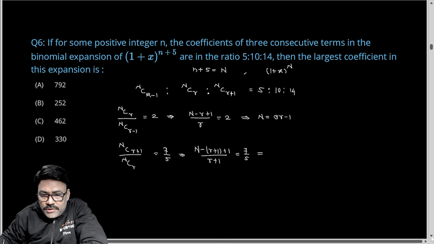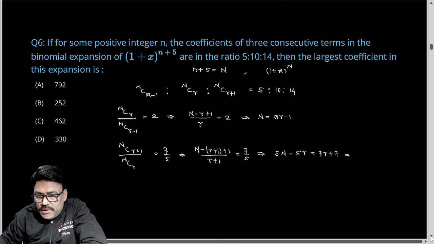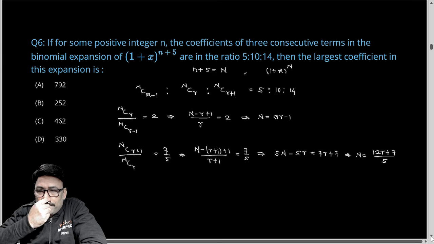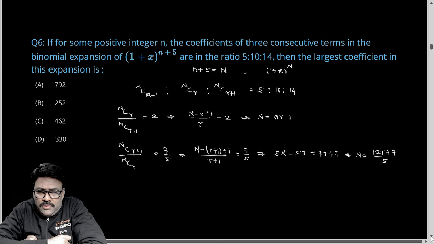So from here you are getting 5N minus 5R is 7R plus 7. So ultimately N is 12R plus 7 by 5. N is 7R plus 7, 5N minus 5R, 12R plus 7.